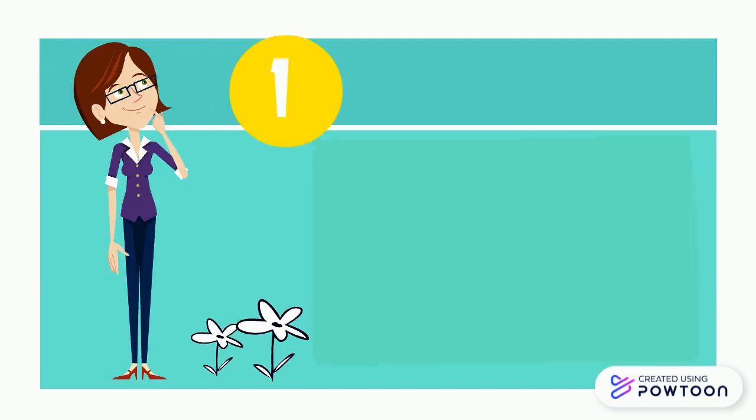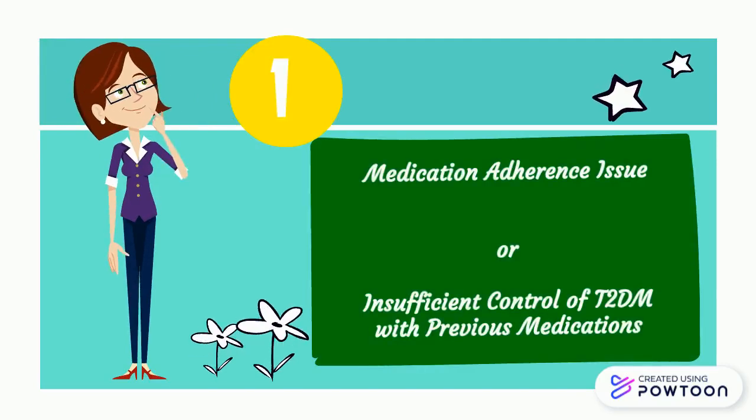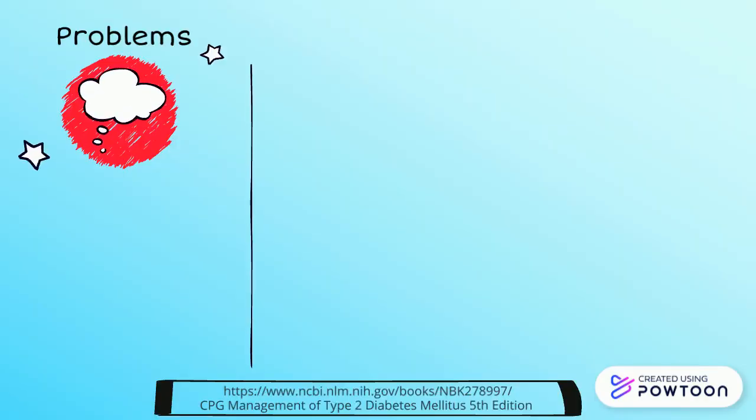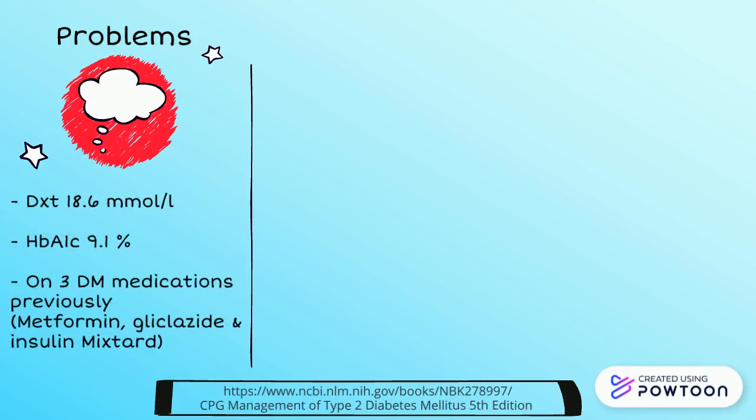Now, let's move on to the pharmaceutical care issues and drug-related problems. The first PCI is the patient's potential medication adherence issue or insufficient control of diabetes mellitus with previous medications. This is because the patient's dextrose and HbA1c level were high upon admission, although the patient was on 3 diabetic medications previously, which were metformin, gliclazide, and insulin mixed.